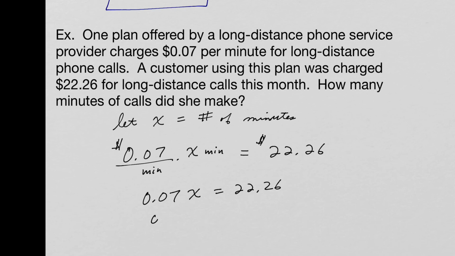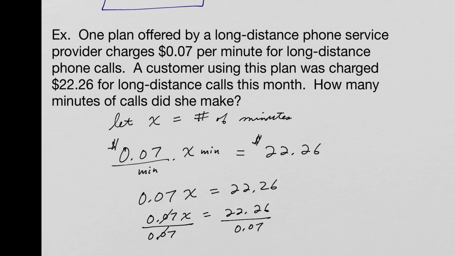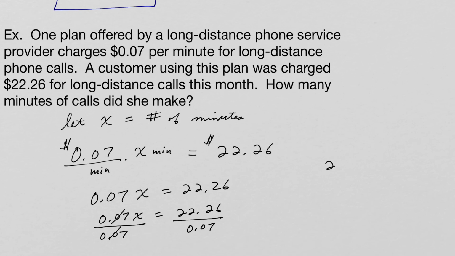Okay, so how do we solve this equation? Since x is being multiplied by 0.07, how do I undo that? Well, I can divide both sides by 0.07. So that'll cancel out. I'll get 1x, which is x. But whatever I do to one side, I have to do to the other side. So over on the other side, we can divide this. Remember, I have to first move this decimal point 2 places, so it's going to pop up there in the answer. And then I would divide this out.